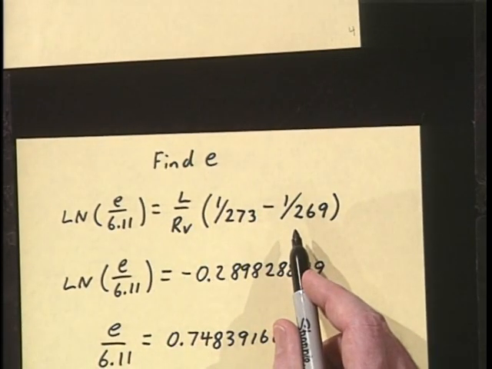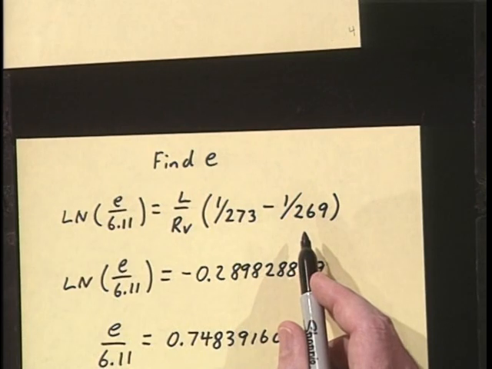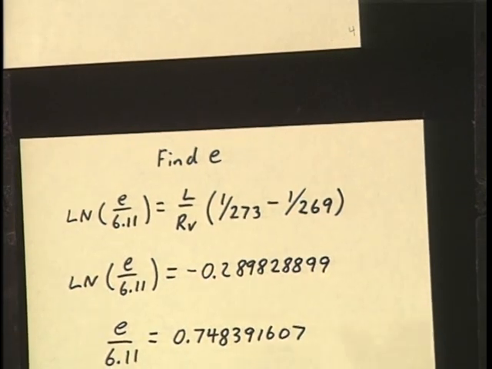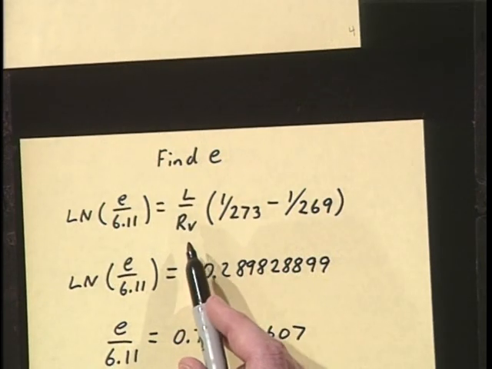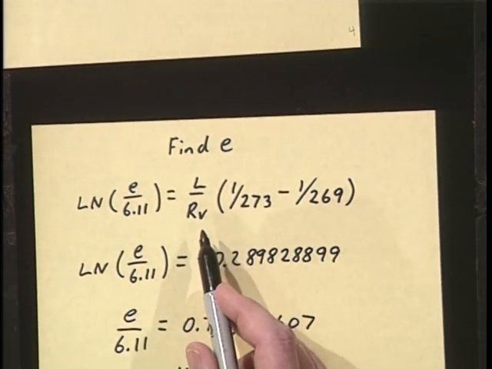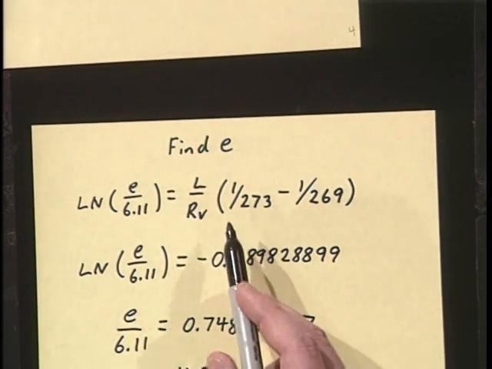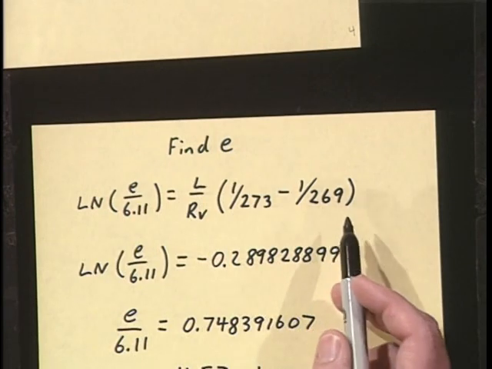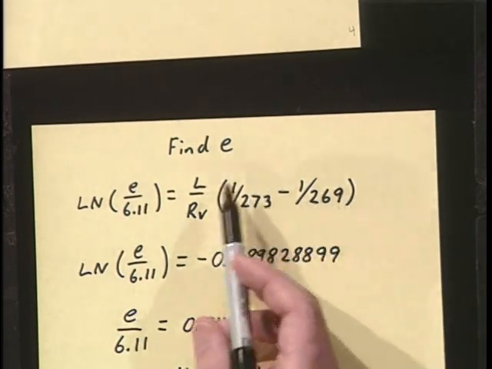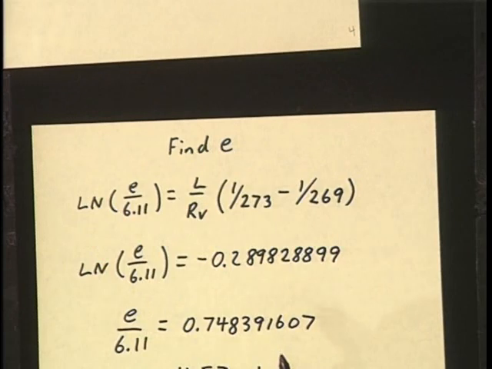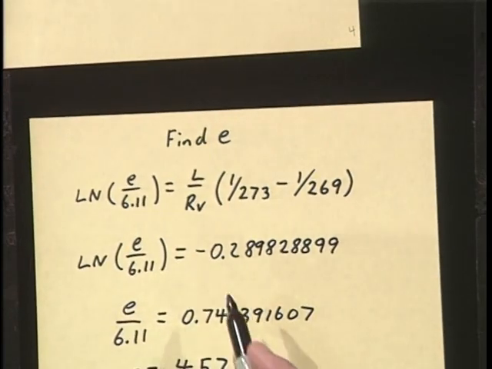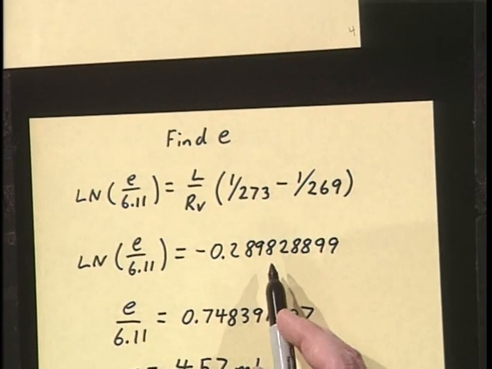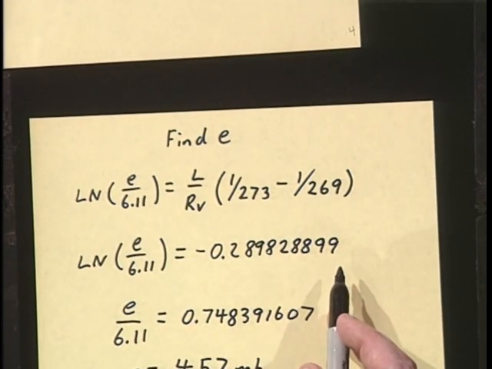So we put in the dew point value, which is 269 Kelvin, into this equation. We take the L divided by RV, which earlier in the lecture you're given that value, and then multiply by 1 over 273 minus 1 over 269. And when these terms are multiplied out on your calculator, you should get a negative 0.289828899.